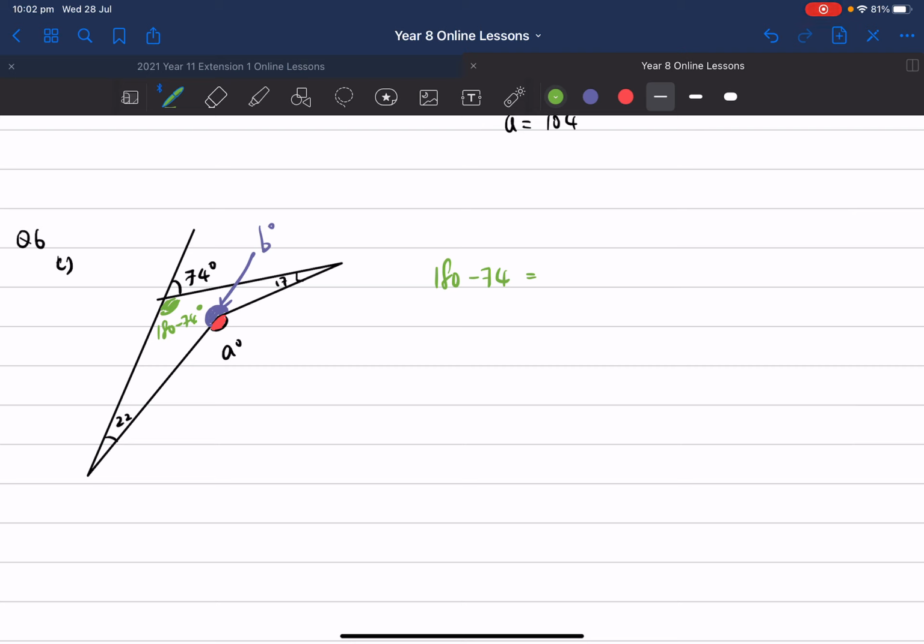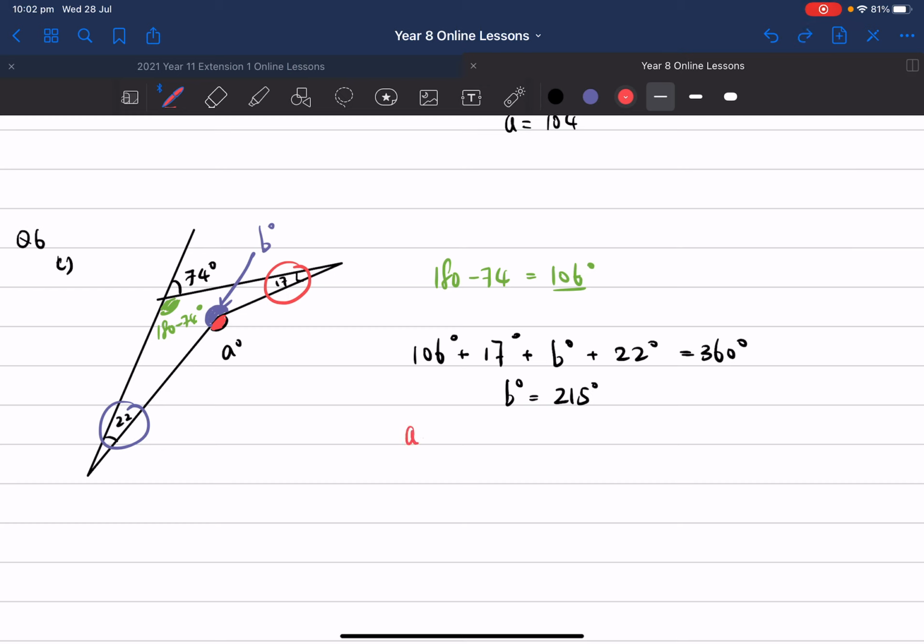Okay, so we've got an angle that's 180 minus 74. I should know how to do this one without using my calculator. That's 106. And then we can add all the angles that we know. We know this angle is 106, that's 17, that's 22. So we should be able to find out what B equals. So 106 plus 17 plus angle B plus 22 degrees is equal to 360 degrees. So therefore, angle B is equal to 360 subtract everything we have, which is 215 here.